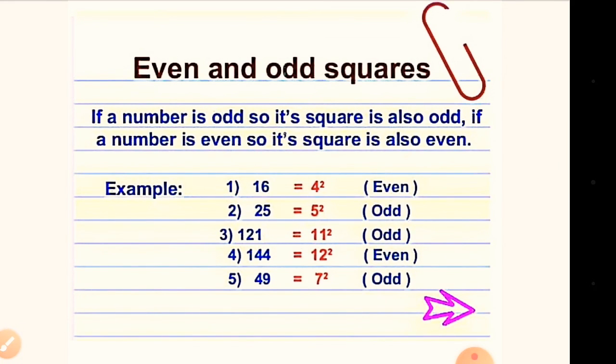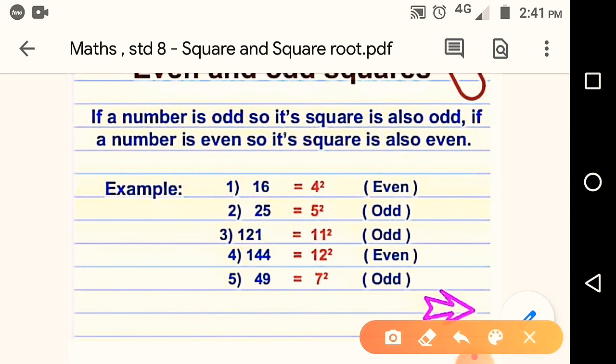Now next one, if a number is odd, its square is also odd. If a number is even, its square is also even. Yes, if you square an even number the answer will also be even, and if you square an odd number the answer will also be odd. For example, the first one is 16. 16 is the square of 4. 4 times 4 is 16. So 4 is an even number, and its answer is also even. 5 is an odd number, its square is 25. So 5 is odd, and its answer is also odd, right.